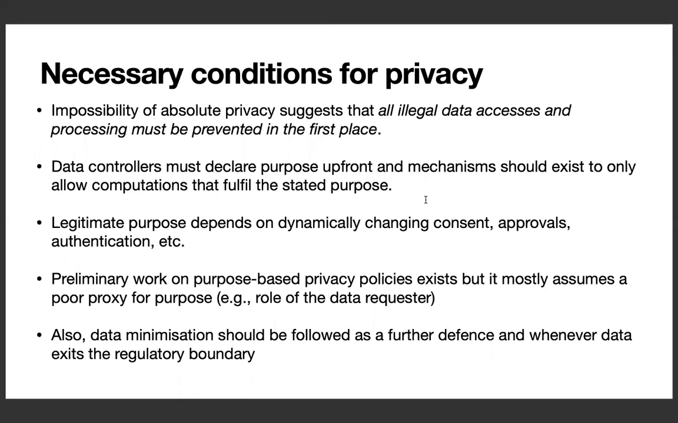So this brings us to the question, what is the necessary condition of privacy? I talked about the impossibility of absolute privacy, and I said that potential privacy doesn't quite cut it. So what should we do? This impossibility comes because you are allowing the adversaries to do arbitrary processing, right? And that is where I think we should have some mechanisms to stop it. Essentially what you want to ensure is that all illegal data access and processing must be prevented. If you want to process some data for a certain purpose, you must declare what purpose you want to collect this data for. And there should be a mechanism in place to ensure that only computations which fulfill that purpose, and nothing else, are allowed.